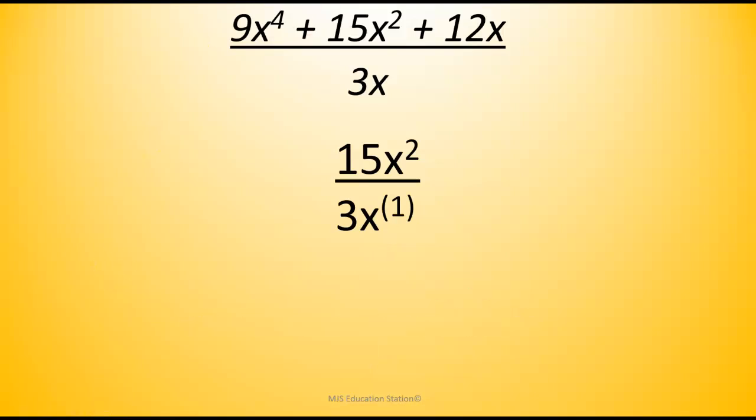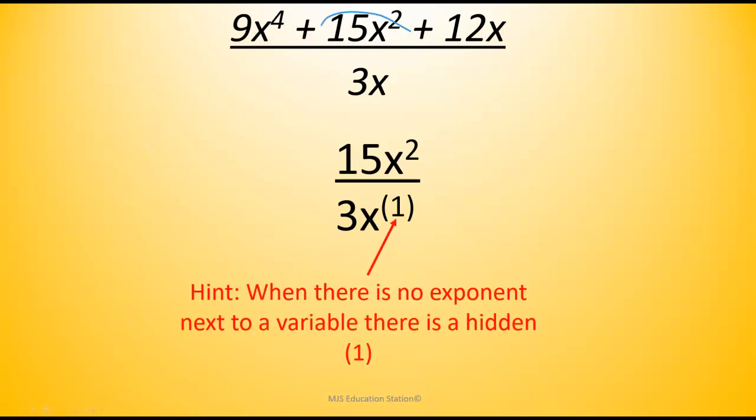Now we're going to focus on the middle term here. 15x squared divided by 3x. Again, 15 divided by 3 would be 5. And then we would still have our x. 2 minus 1 is 1. So it would be 5x to the first, or 5x.